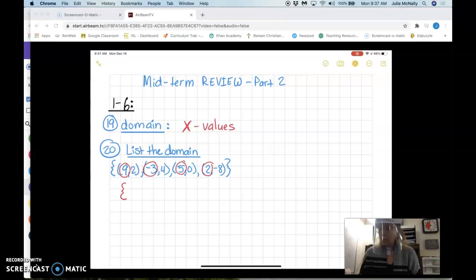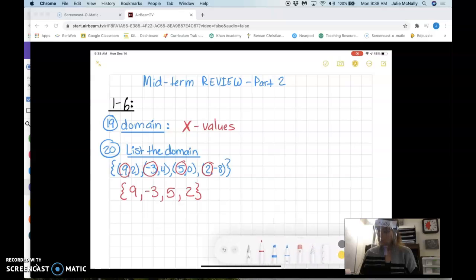Wait, so for 19, when it says what is domain, you just put X value? Yep. And then for 20, we're just going to list all the X's. So we got 9, negative 3, 5, and 2. And that would be it.